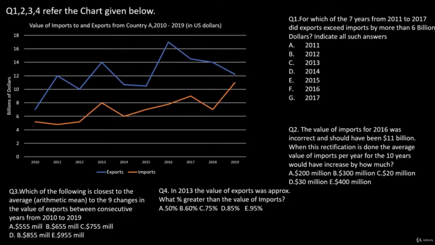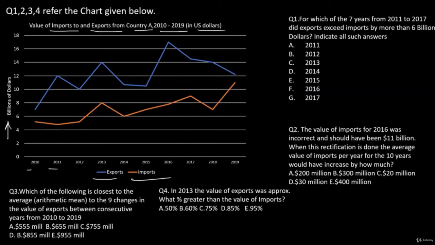Alright, let's do this question. Questions 1, 2, 3 and 4. Refer to the chart given below. Now, this chart talks about the value of imports to and exports from country A for the time period 2010 to 2019 in US dollars. Alright, now on the x-axis we have years and on the y-axis we have billions of dollars. Alright, and then the legend says the blue line is for exports. So this is exports, and this one over here is for imports.